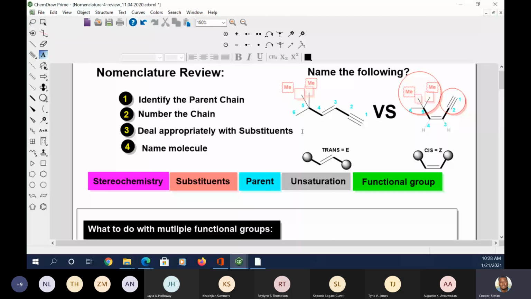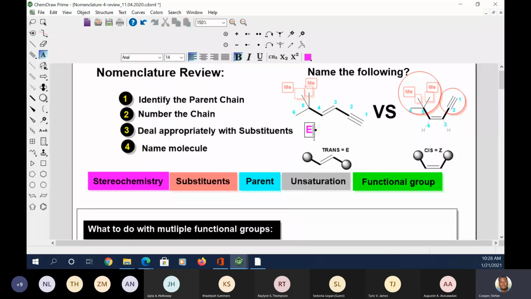The chain. Yeah. This is the order right here. To name, we start with what first? The chain. Parent chain. Stereochemistry. All right, so the stereochemistry is E. So I'll put my E in front.